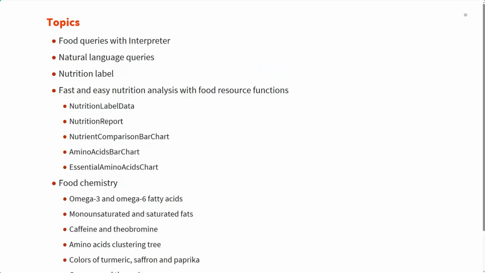These are some of the topics we'll be covering today. We'll be talking about different ways to query for nutrition data. We'll talk about the nutrition facts label, as well as some fast and easy ways to do nutrition analysis with food resource functions. These are really handy ways to get quite a bit of nutrition data very efficiently. And then we're going to talk about food chemistry, one of my favorite topics, and I'm looking forward to sharing with you why it is such a favorite of mine.